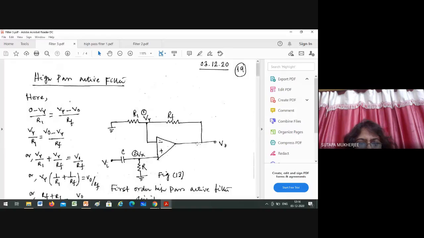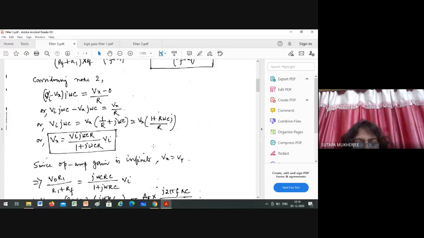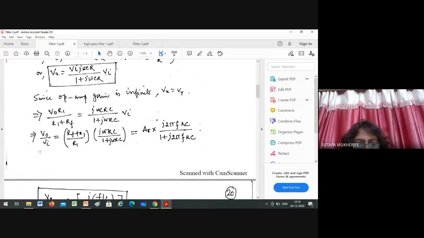This is the high pass filter. You have done the calculation already. This is Vy and this is Vx. You have calculated Vy and Vx on the basis of the KCL. After that, you have equated V0, Vx and Vy. Then you have got V0. Follow this calculation. V0 by Vi is equal to J 2 pi F R C divided by 1 plus J 2 pi F R C. এই পর্যন্ত সবাই পেয়েছো?